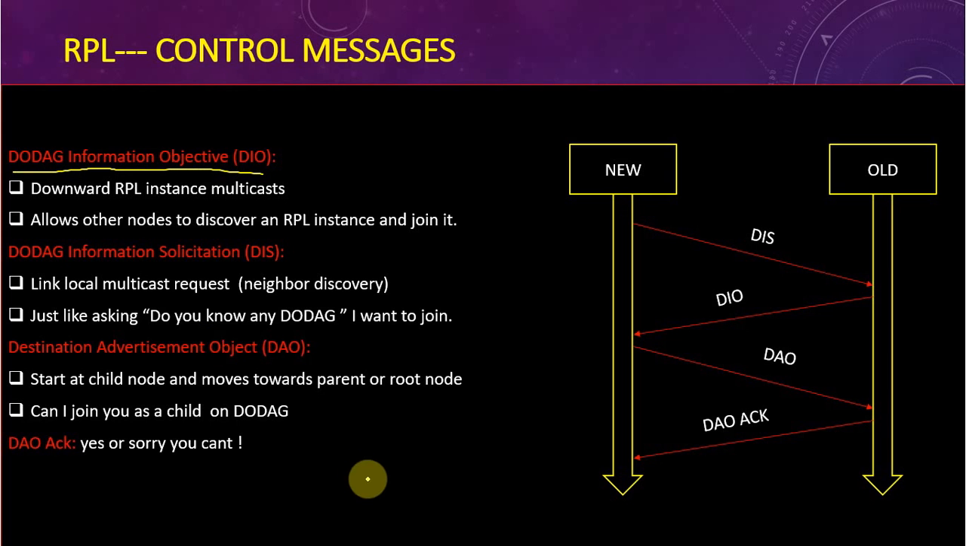Assume that one node is here and it is not connected to any DODAG, and another node is here, and this is the DODAG network, and these two nodes are connected to each other and this one is not connected. At that moment it will transmit a DIS message, asking this neighbor, hey, do you know any DODAG? I want to join. It is just like asking a neighbor. That's the particular scenario which I want to show you.